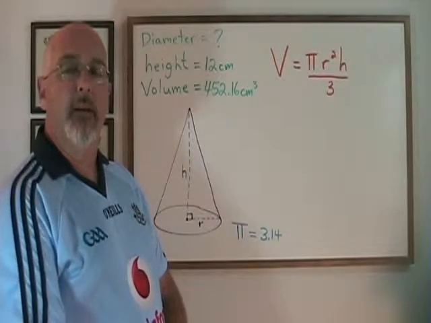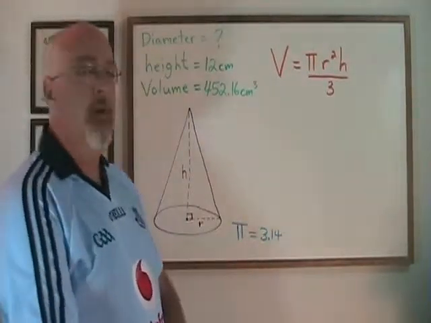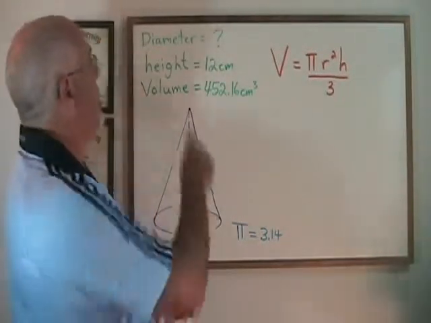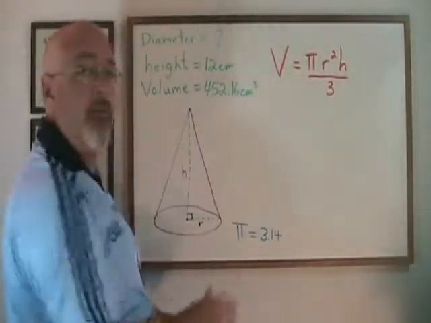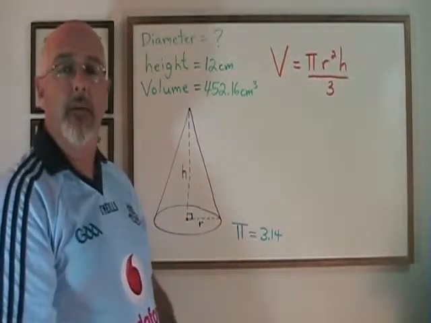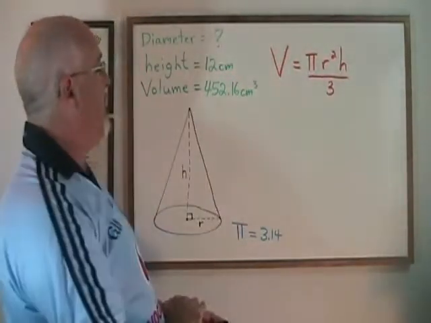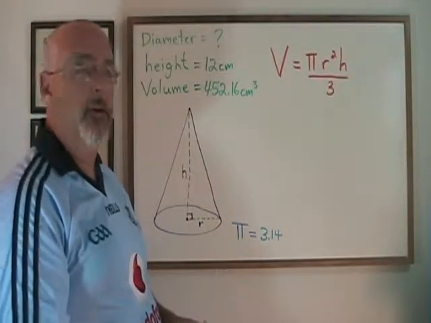What other ways can a question be a little bit tricky when it's asking you to work with the volume of a cone formula? In this example, we are being asked for the diameter, which is not even part of this formula, but we know that the diameter is equal to twice the radius. The height is 12 centimeters, and the volume is 452.16 centimeters cubed.